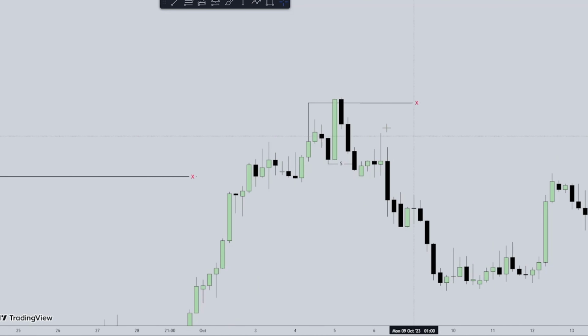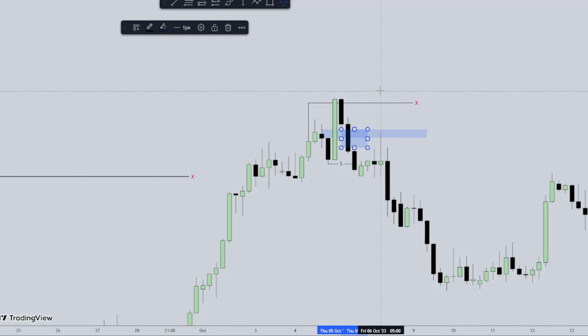So after this market structure shift, makikita nyo dito, meron tayong fair value gap dito. Ang kaliit. So hilahin lang natin, extend lang natin. Saan sila nag-meet? Dito sa area na to. So we'll take that as our entry.